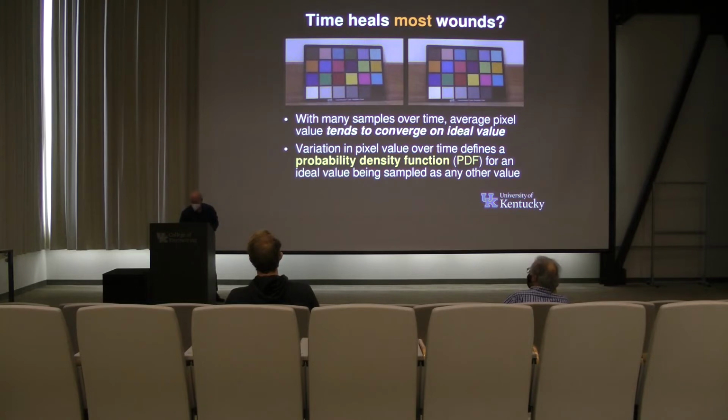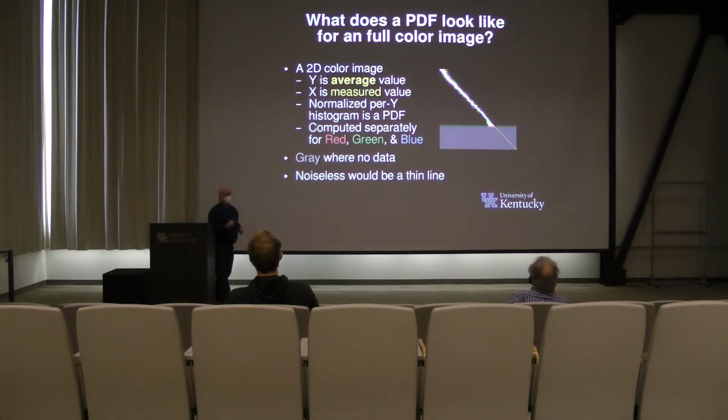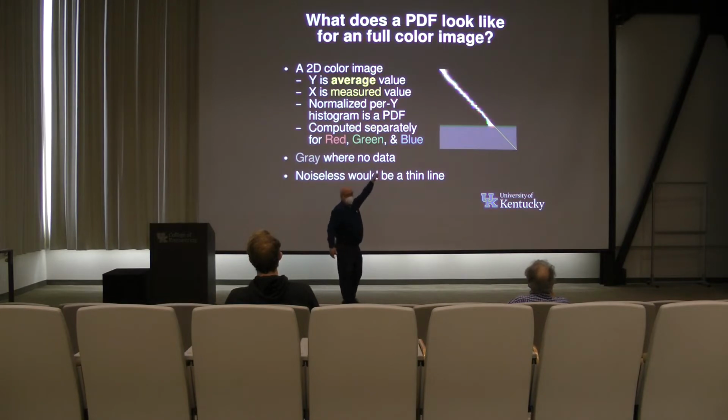But rather than thinking of it that way, let's show you the actual picture. So here's what my PDFs look like. If we take a look at this image on the side here, the Y positioning in this image is essentially telling you the ideal value, right? What the average value was.